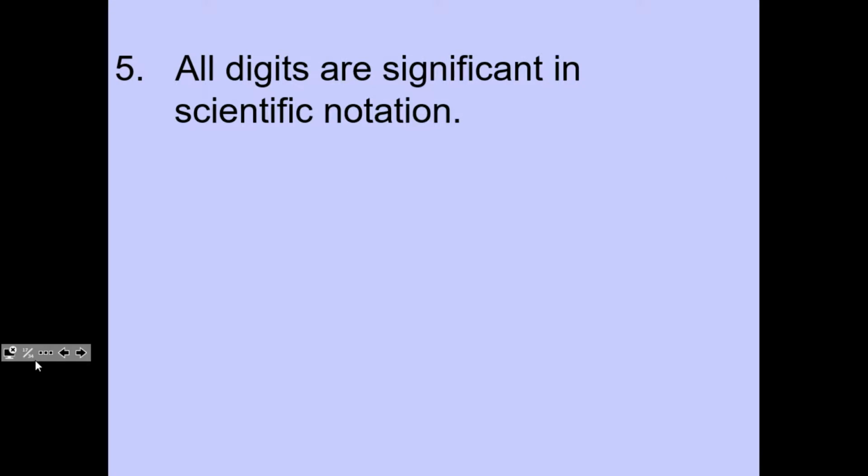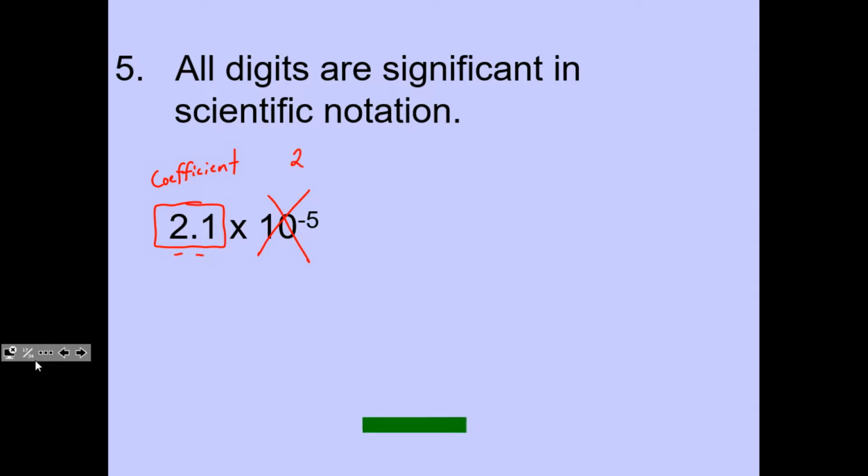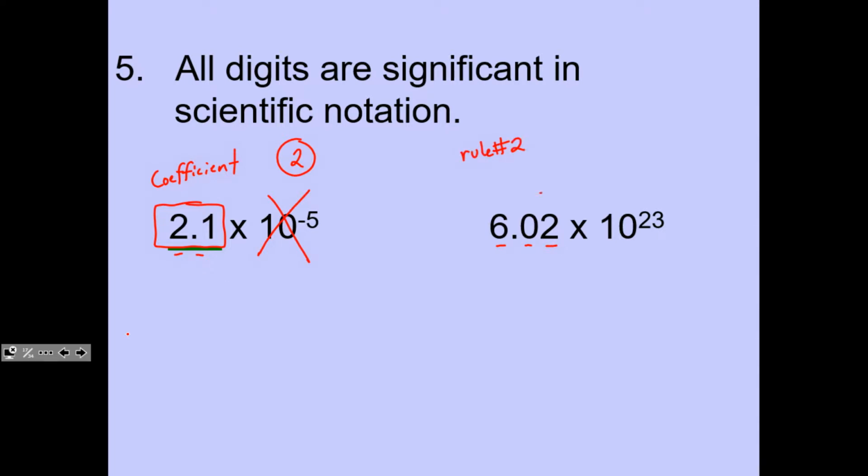And the last rule, which kind of follows along with all the other rules, all digits are significant in scientific notation. So what we're going to look at is what we call the coefficient, which is this right here. We do not look at the power of 10 to determine significance of our measurement number. How many are there? According to rule number 1, there are only 2 significant digits here. How about this guy? Okay, I have a rule 2. Remember the zero sandwiches? There are 3 significant digits here because I'm not looking at the power of 10.